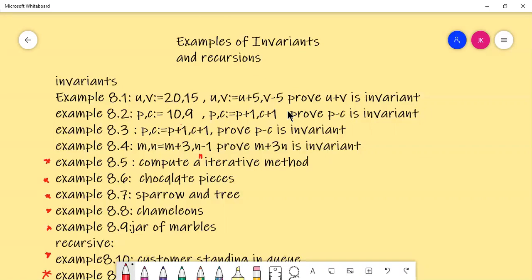It's difficult to understand, children, so please go through it again and again. I'm repeating, go through the video again and again. Then only you can understand the concept. It is similar to your maths.